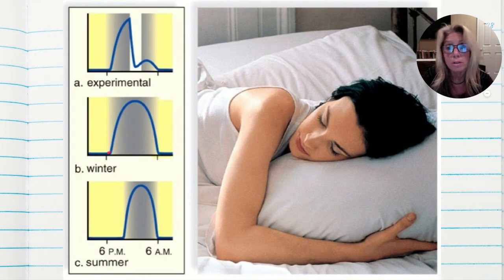In the winter, when there's less light, you'll have more melatonin. In the summer, when there is more light, you will have less melatonin. And this is how some animals know when to reproduce, is by the levels of melatonin.